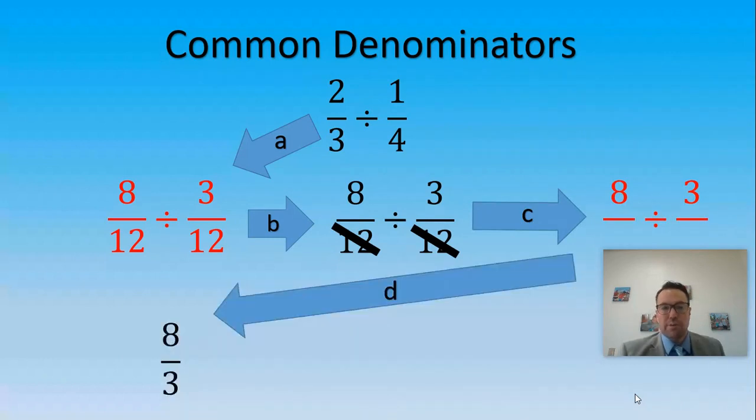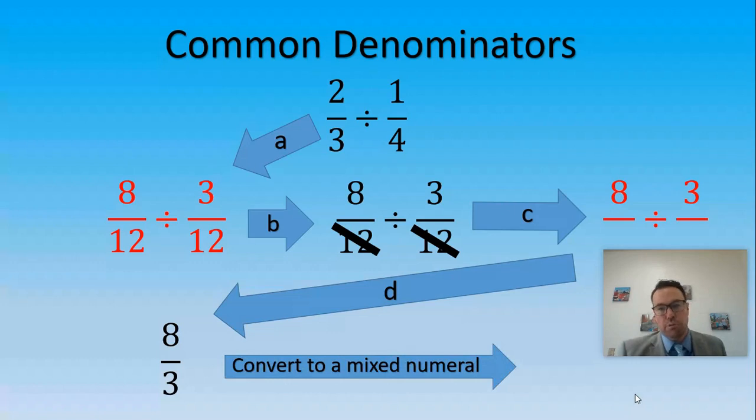Okay, so if I go down here, I can write 8 divided by 3. It looks like this. It's an improper fraction. And all I want to do is convert it to a mixed numeral. So I know 3 goes into 8 twice. There's 2 left over. The denominator is always the same. So it should be 2 and 2/3. That's how you do common denominators.